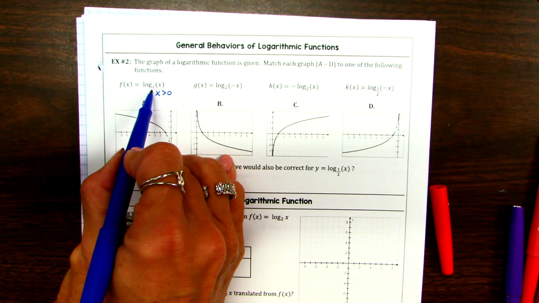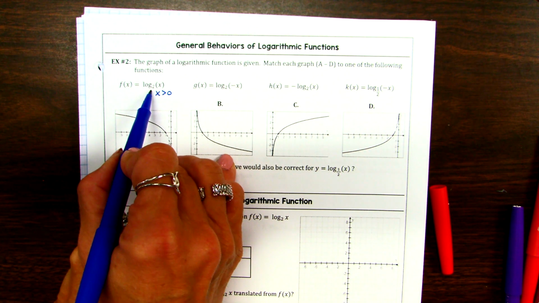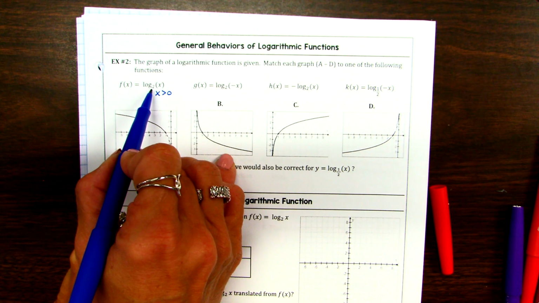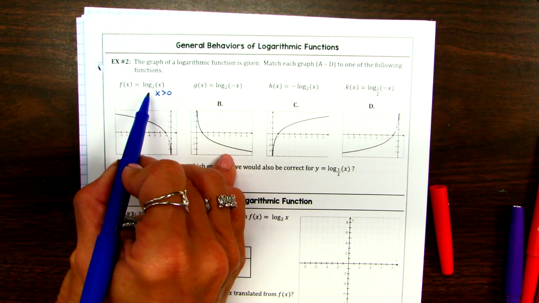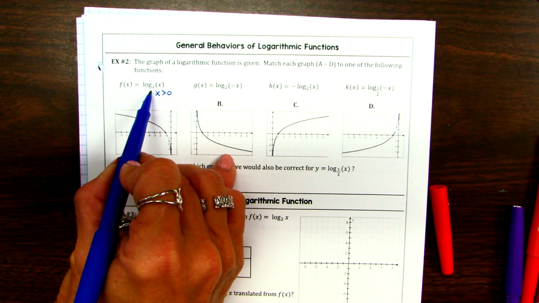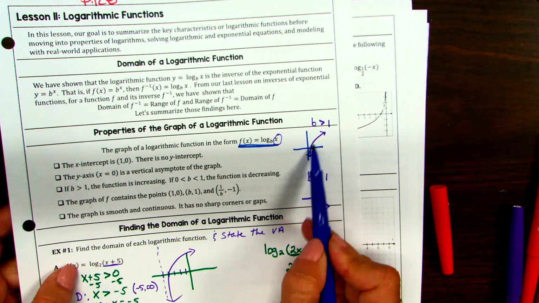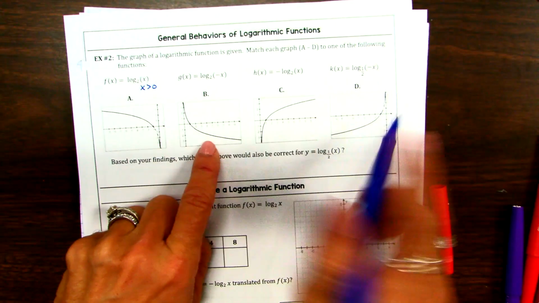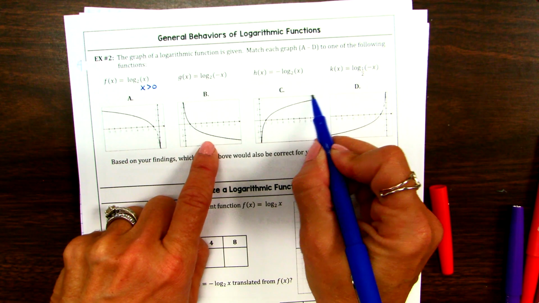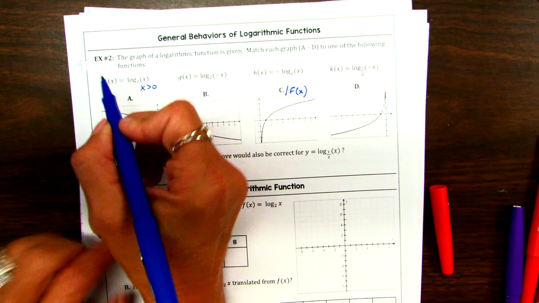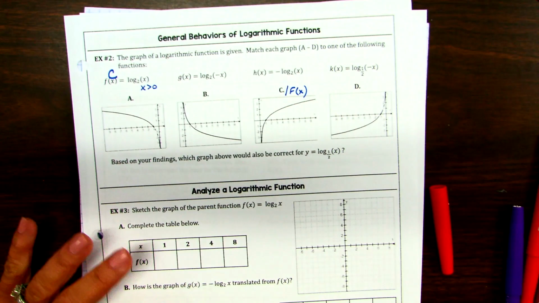B is 2. B is greater than 1, right? So whenever B is greater than 1, that shows growth. It's increasing. And we just talked about that. When B is greater than 1, our graph is increasing. So between these two, this is the one that's increasing, right? This is f of x. It's like the parent function, okay?